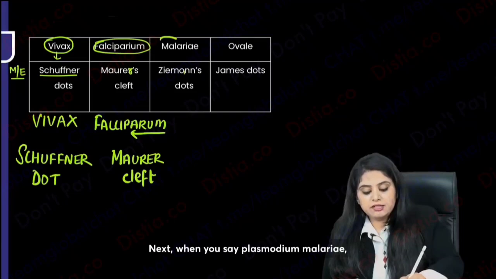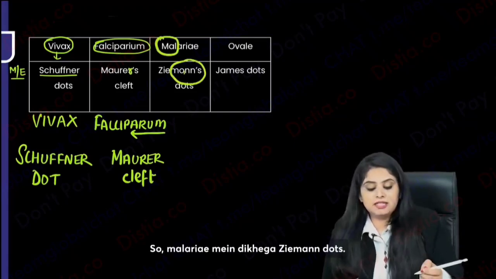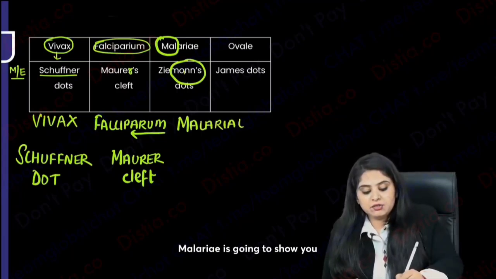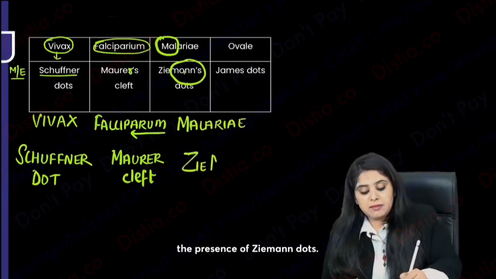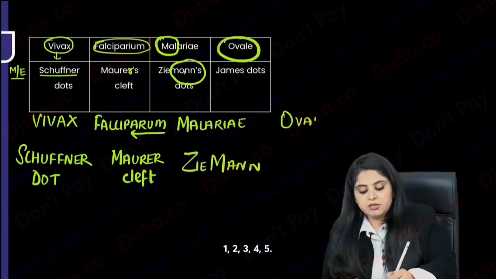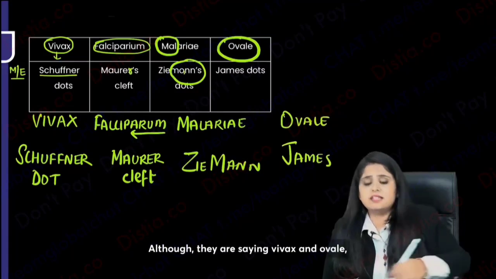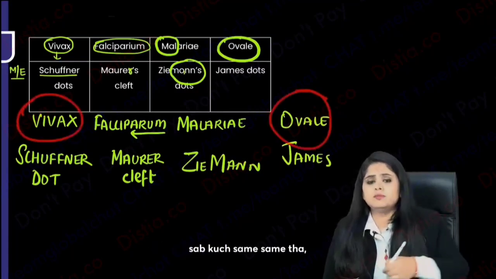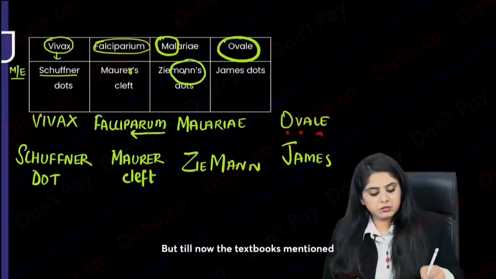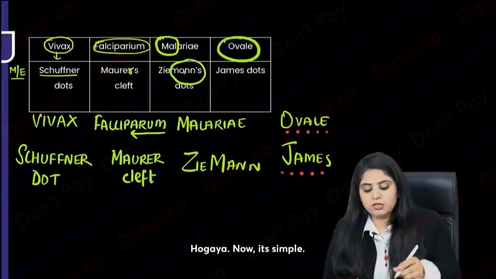Next, when you say Plasmodium malariae, you're going to see man dots. So in malariae you will see Ziemann's dots. That is how I have learnt it. Malariae is going to show you the presence of Ziemann's dots. Okay? And finally, ovale. How many alphabets? 1, 2, 3, 4, 5. Which dots? James. 1, 2, 3, 4, 5. Although they are saying vivax and ovale, everything was the same, so you could make Schaffner's the same too. But till now the textbooks mention that ovale shows you James dots, 5 alphabets and 5 alphabets. Done, now it's simple.